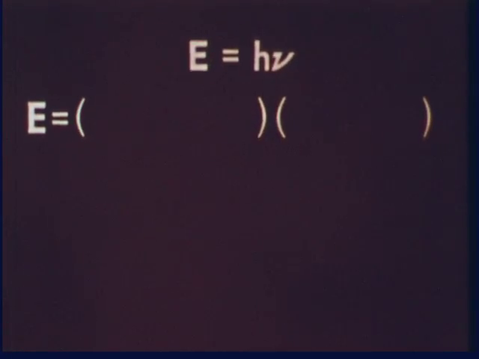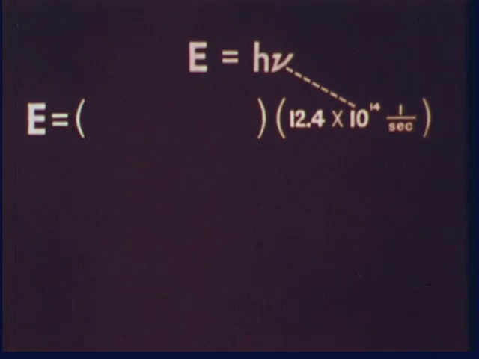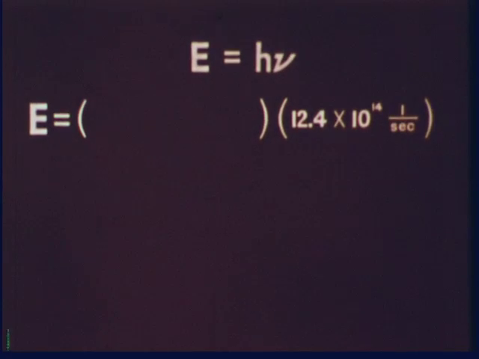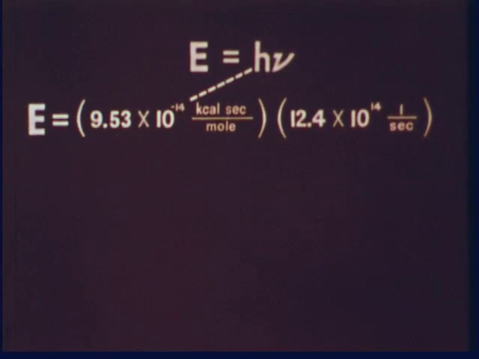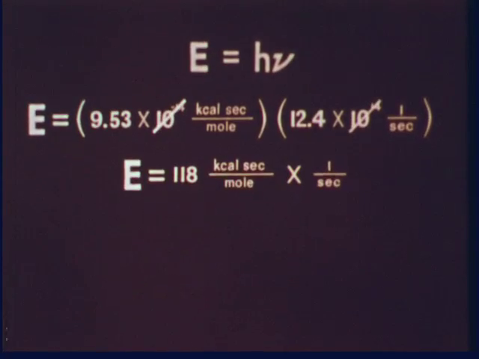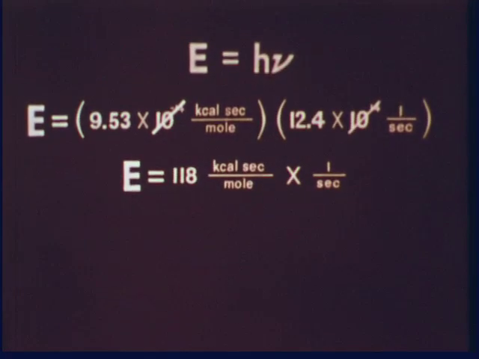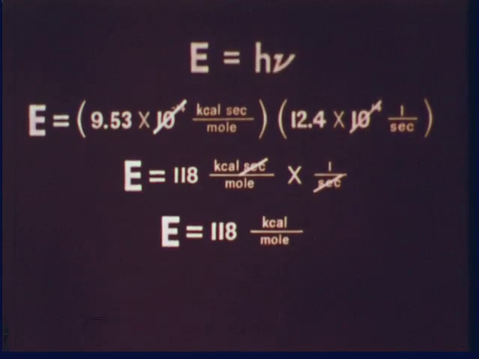With this equation, we can calculate the ionization energy of sodium. We have determined that nu equals 12.4 times 10 to the 14th cycles per second in this equation. Now, multiplying by the conversion factor, h, 9.53 times 10 to the minus 14 kilocalorie second per mole, we find the ionization energy of sodium is 118 kilocalories per mole. Considering the simple apparatus which we have used, this value compares well with the accepted value of 118.4 kilocalories per mole.